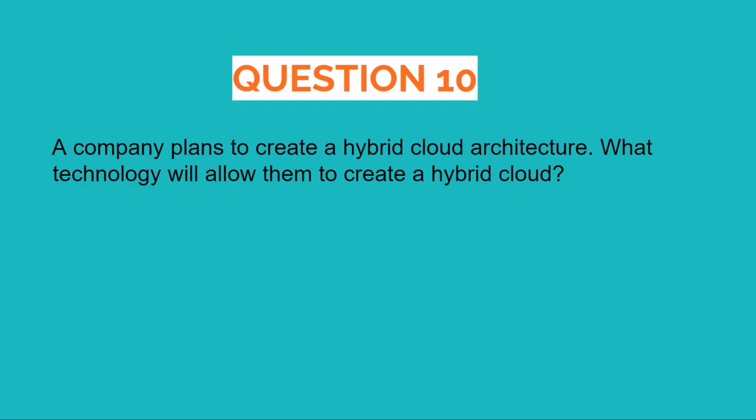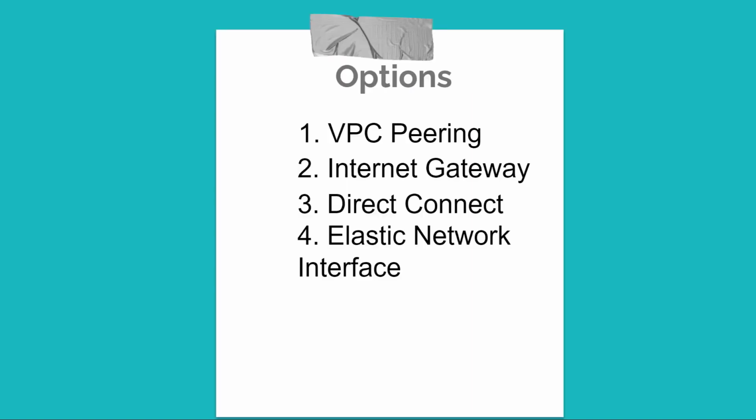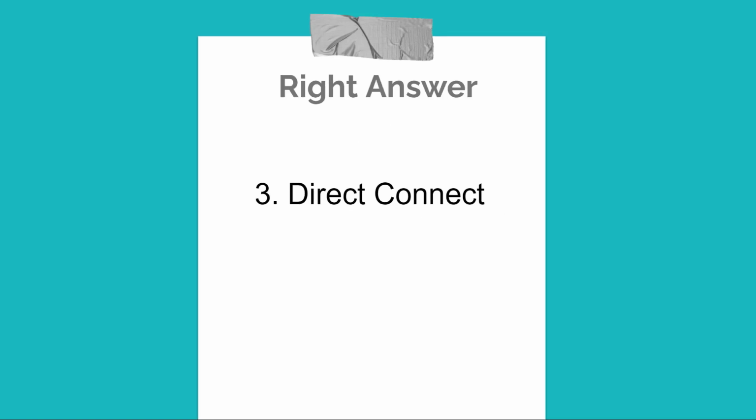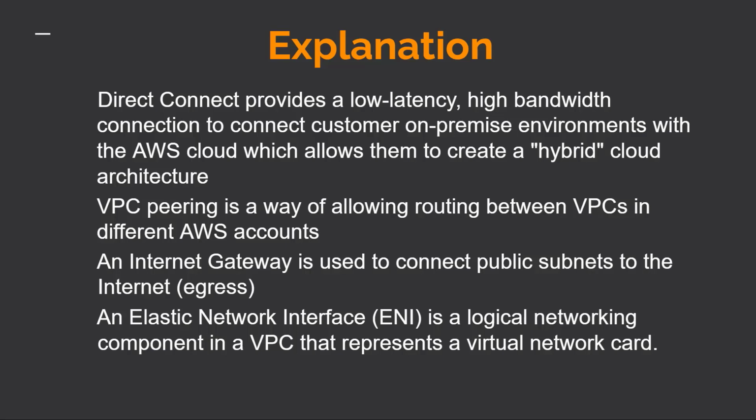Question: a company plans to create a hybrid cloud architecture. What technology will allow them to create a hybrid cloud? Option 1. VPC peering. 2. Internet gateway. 3. Direct Connect. 4. Elastic Network Interface. Right answer is 3. Direct Connect. Explanation: Direct Connect provides a low latency, high bandwidth connection to connect customer on-premise environments with the AWS cloud, which allows them to create a hybrid cloud architecture.